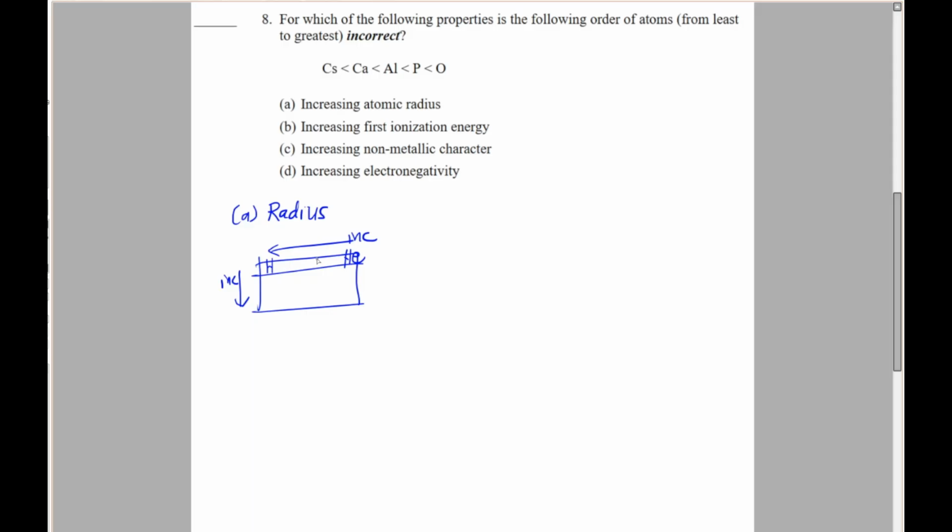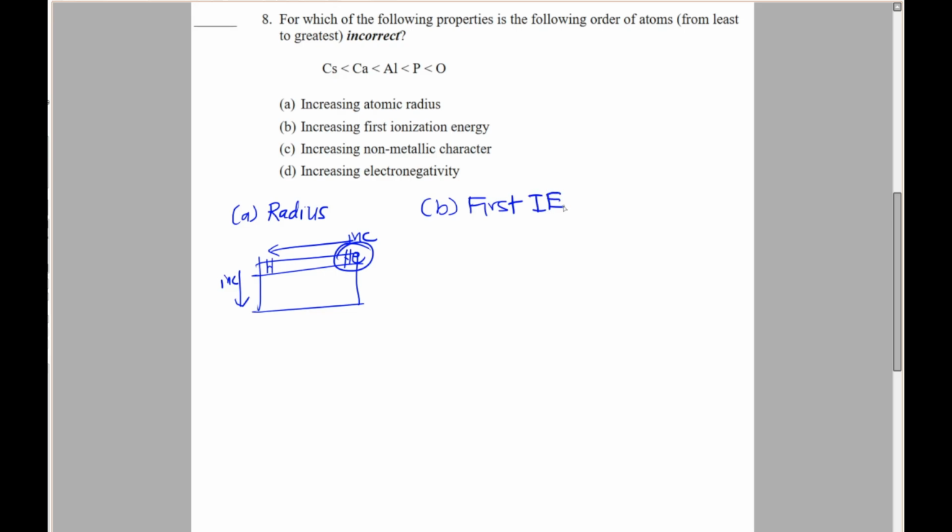So they both have 1 electron shell, but helium has 2 protons, whereas hydrogen only has 1. So there's going to be a greater force of attraction on the right side of the periodic table, because for the same number of electron shells, there's more protons. The additional protons have a stronger attractive force on the electrons, which decreases the radius on the right side.